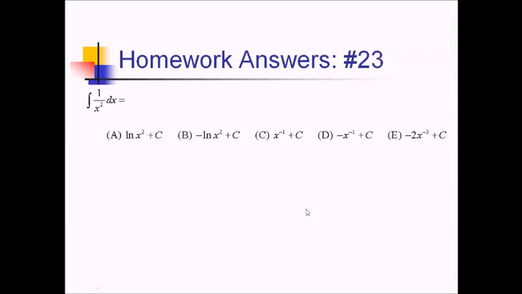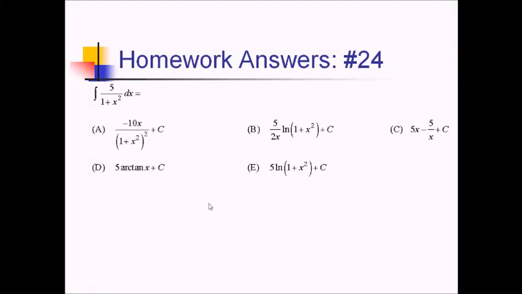For 23, I want the antiderivative of 1 over x squared. I'm going to rewrite that as x to the negative 2. And if I use my reverse power rule, let's bump that exponent up to a negative 1 and divide by negative 1. That'll give me negative x to the negative 1 plus c. Matching the answer choice, be careful. C and D look pretty similar, but it's D that we need at the end of this one.